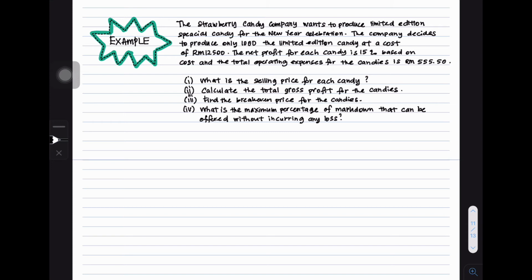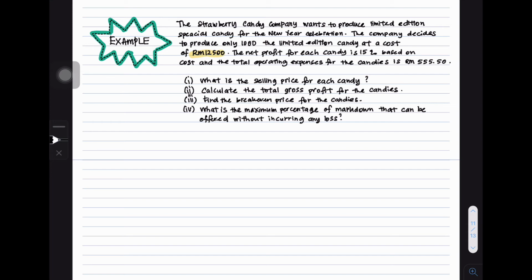So the strawberry candy company ada satu kilang gula-gula strawberry ni, dia nak produce limited edition gula-gula untuk New Year celebration. So dia decide dia nak produce only 1,000. Okay, maksudnya ada 1,000 pieces, dan cost untuk 1,000 pieces tu adalah RM12,500. So RM12,500 ni adalah cost untuk 1,000 pieces of candy.